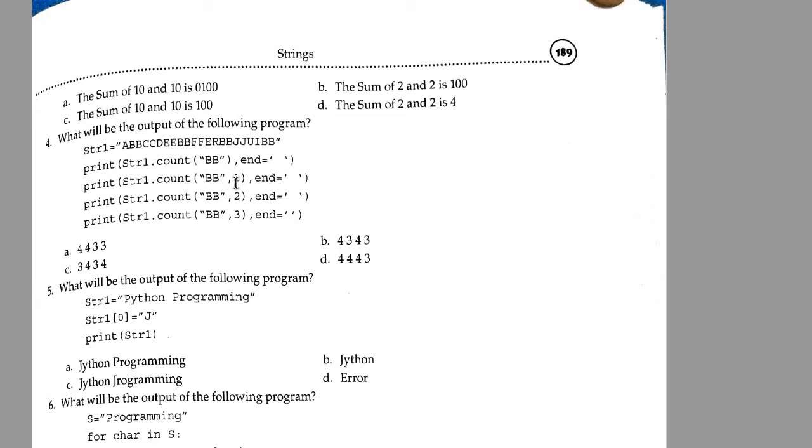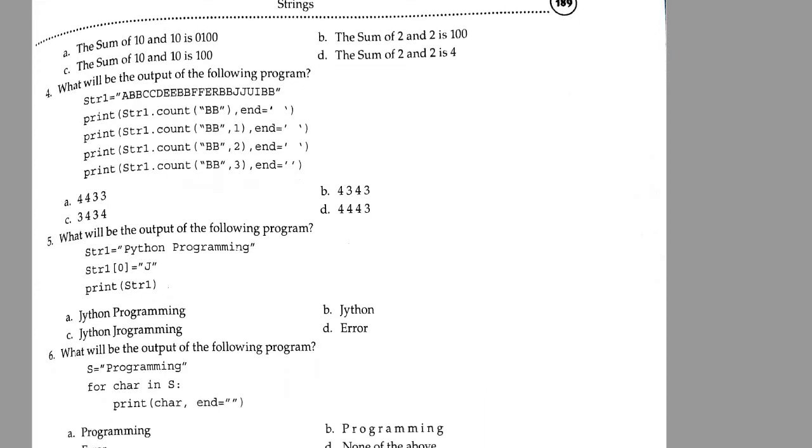Now again the comma 2, it is saying that after a step of 2 how many bbs are coming. Okay, then you have to count, because it's counting once every 2 characters: 1, 2, 3. So the next option is 3, and for the 4th also it's 3, so the option is 3 here. Now let's see the fifth question.